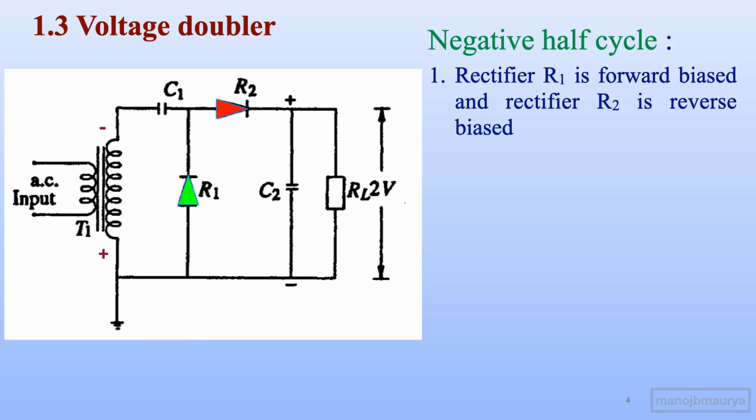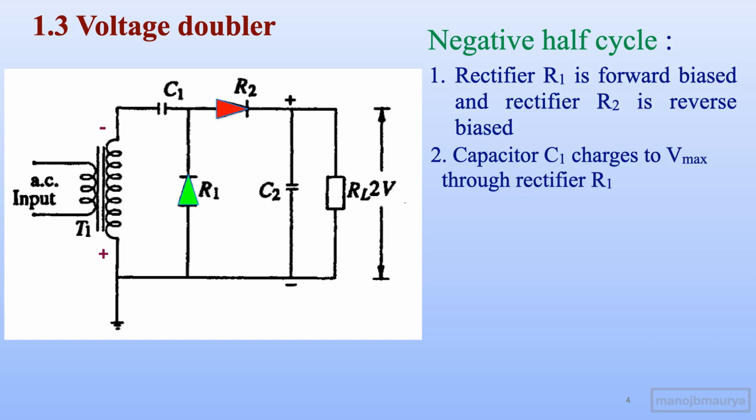As current flows through R1 and capacitor C1, C1 charges to the maximum secondary voltage of the transformer with the polarity shown in the diagram, along with the direction of flow of charging current. So during the negative half cycle, the capacitor gets charged with the right plate positive, having voltage Vmax.